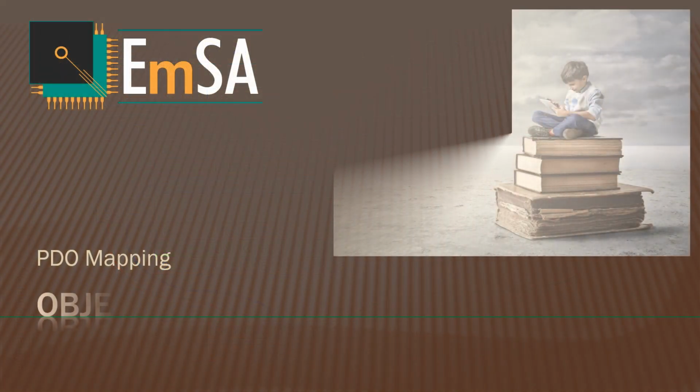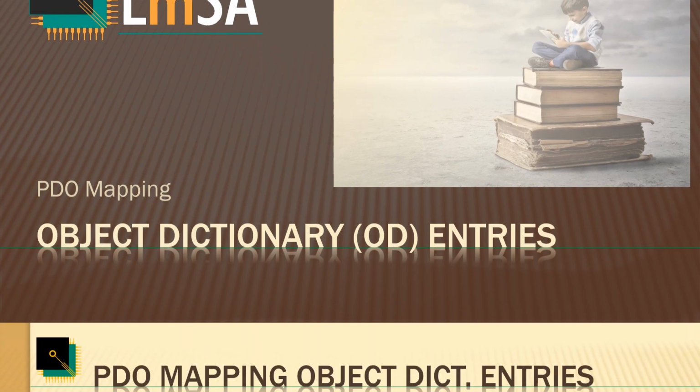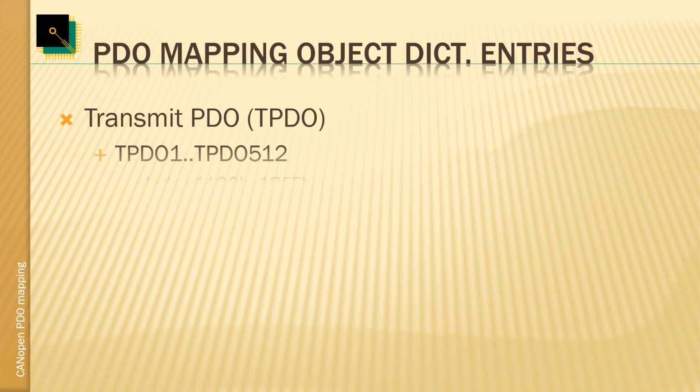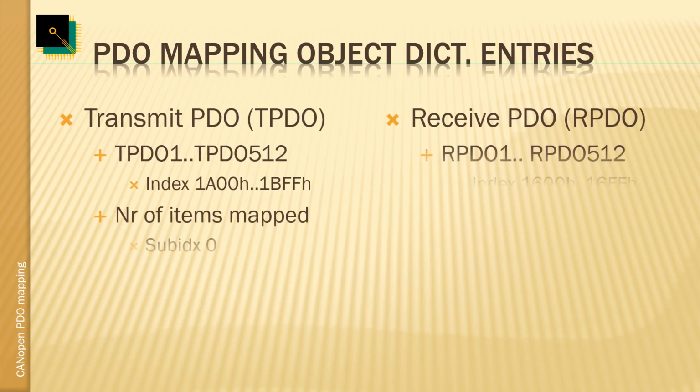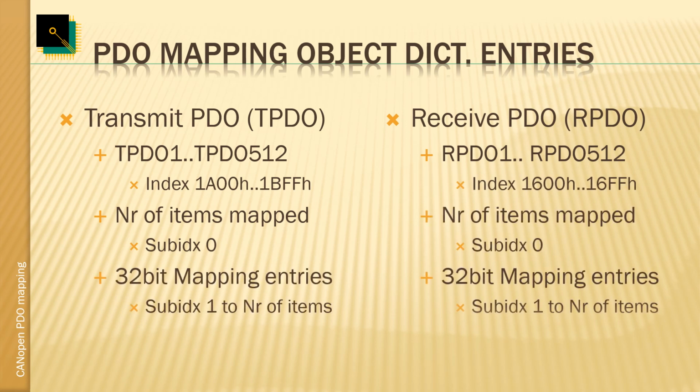In the following section, we examine which object dictionary entries configure the PDO mapping. So how do we determine which object dictionary entries go where into a PDO? The PDO mapping parameters are structured in a similar way as the PDO communication parameters. So we have up to 512 TPDO parameters and up to 512 receive PDO parameters.